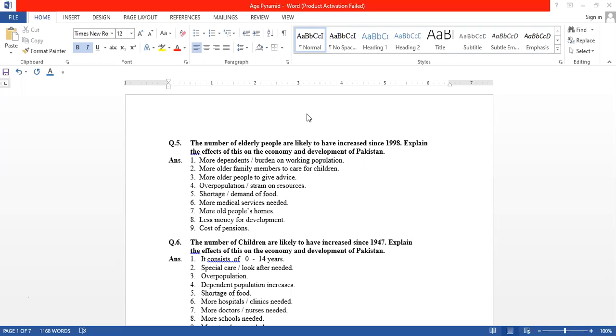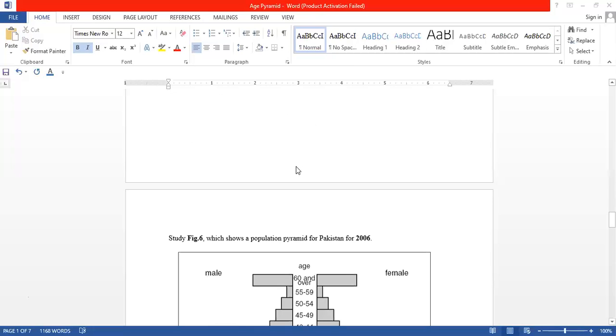In case when the number of elderly people increases, the dependent population increases. Special rooms will need to be constructed to look after them, and looking after the elderly is just like looking after a kid. They need a special type of food, and we are already facing food shortage, and more medical services are also needed for such people. So basically these are the problems or bad effects of the elderly people.